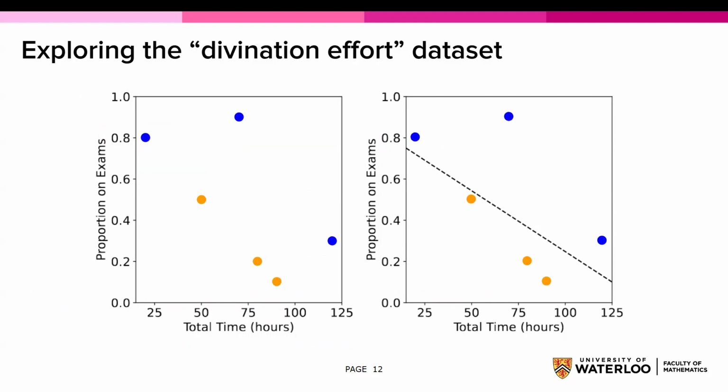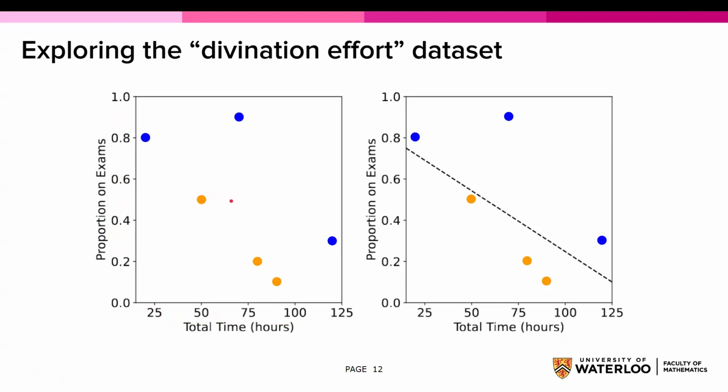A student's behavior can be characterized by just a few numbers. We can plot this easily. So this plot on the left here depicts student study strategies. The x-axis is the total time on the course, and the y-axis is the fraction of time spent on exams alone. Each point represents a student, which we've then colorized based on whether they've passed or not.